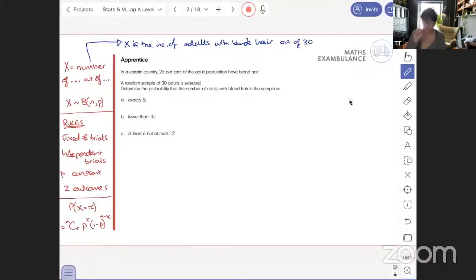Now, this 30 might change to 50, or we might only pick 10 people. So that would be a different thing that we're putting in the calculator. And also we might shift our focus from blonde hair to not blonde hair, in which case we've got to be really careful how we translate the problem that we're going to type into the calculator. So that's why this is so important. Now, this information is what goes into the calculator.